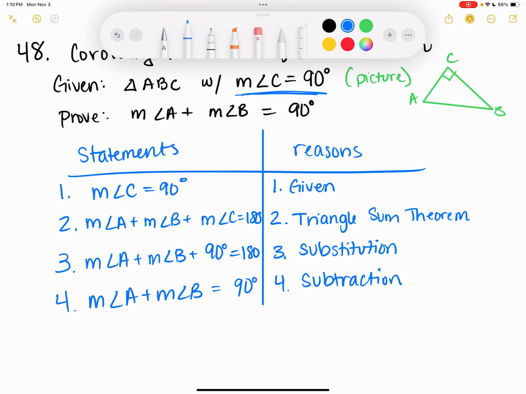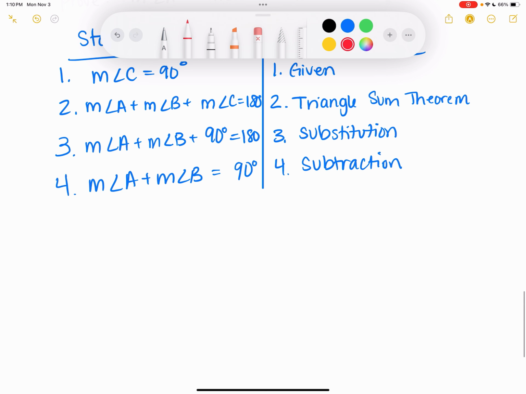All right, problems. You do have time to be working now. 11 through 25 odd. 31 through 39 odd. And then 43 and 47.